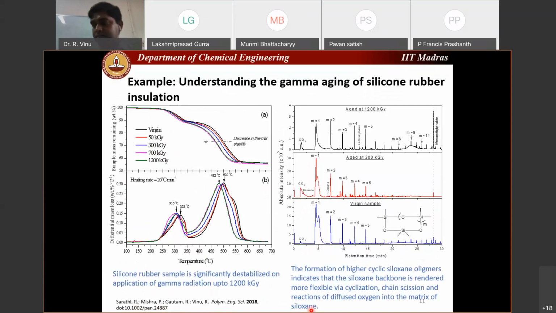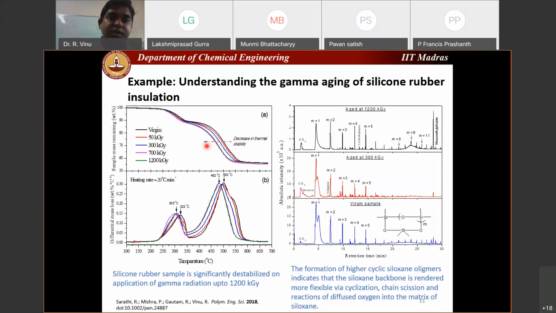I'll show some examples before moving on. We have used the Py-GC technique to understand the aging of polymeric samples. This example is about gamma aging of silicone rubber insulation, which is used in transformer insulations. Here you can see a typical thermogravimetric analysis of silicone rubber, virgin as well as gamma aged silicone rubber. You can see that as you apply gamma radiation, the thermal stability of the polymer decreases.